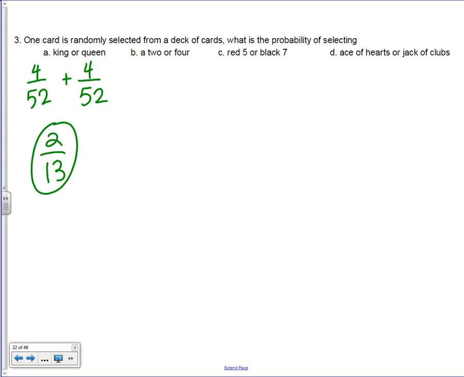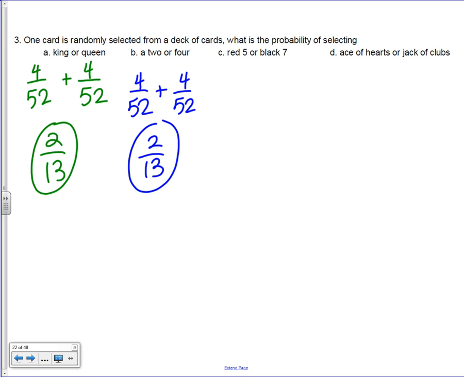All right, letter B, a 2 or a 4. Can you choose a 2 and a 4 at the same time if you're only picking one card? The answer is no. So the probability of a 2 happening is that. The probability of a 4 being drawn is that. Since they are mutually exclusive, you just add them, and you get your final probability.